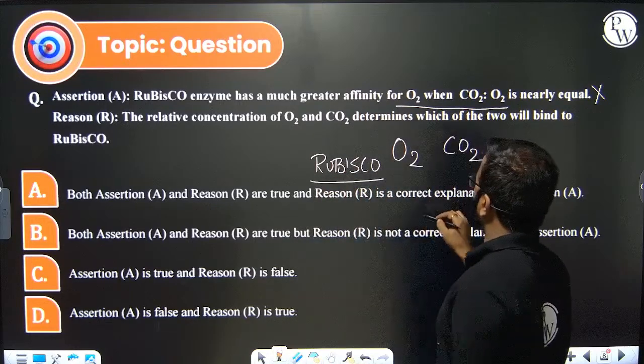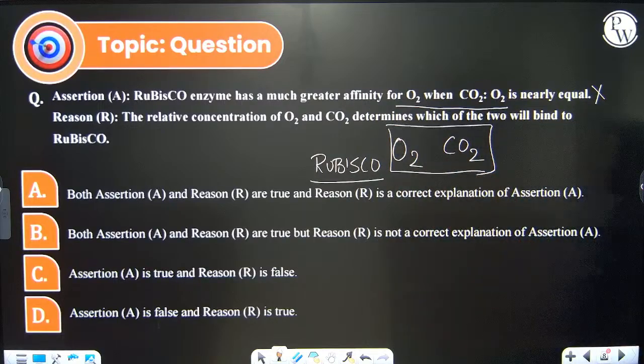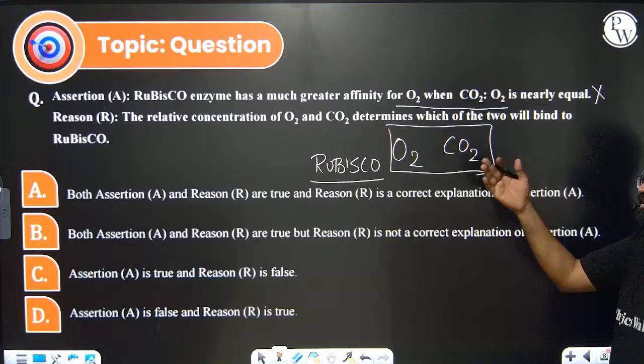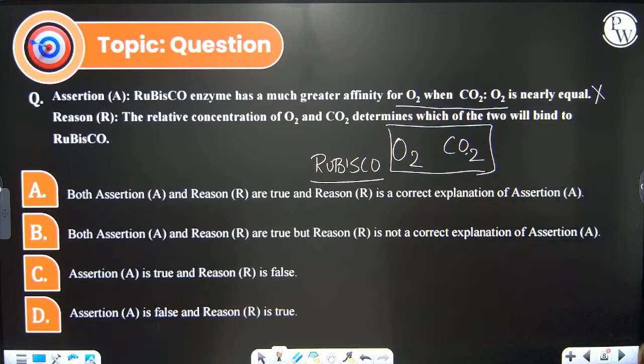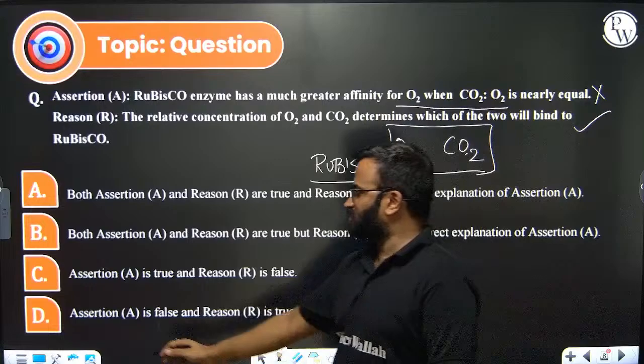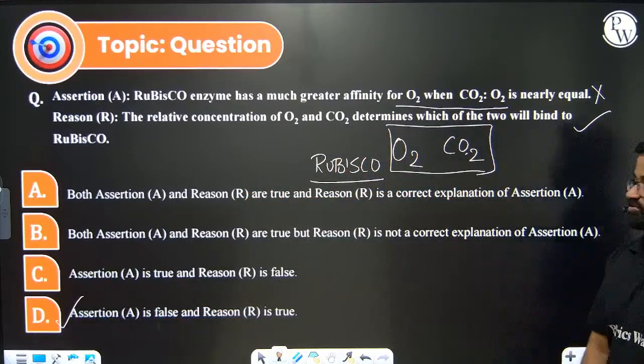Which would bind to Rubisco? It all depends upon the relative concentration of O2 and CO2. So if both are equal, it prefers CO2. So the first one is wrong, the second one is right. So D would be our answer. Assertion is false and reason is true.